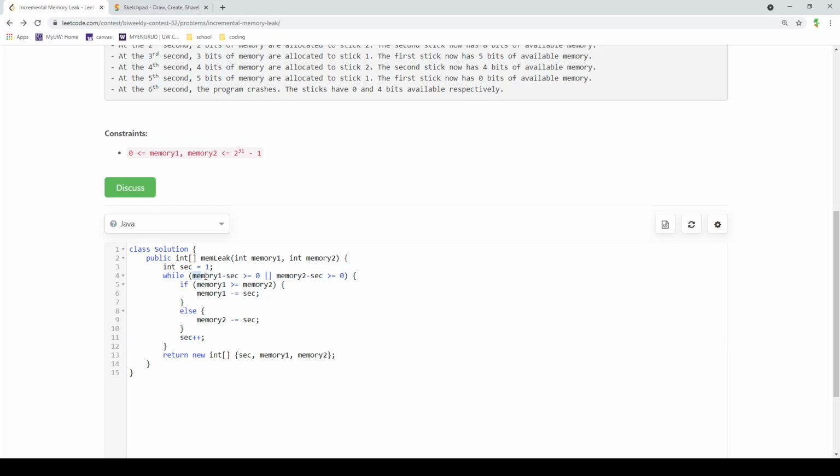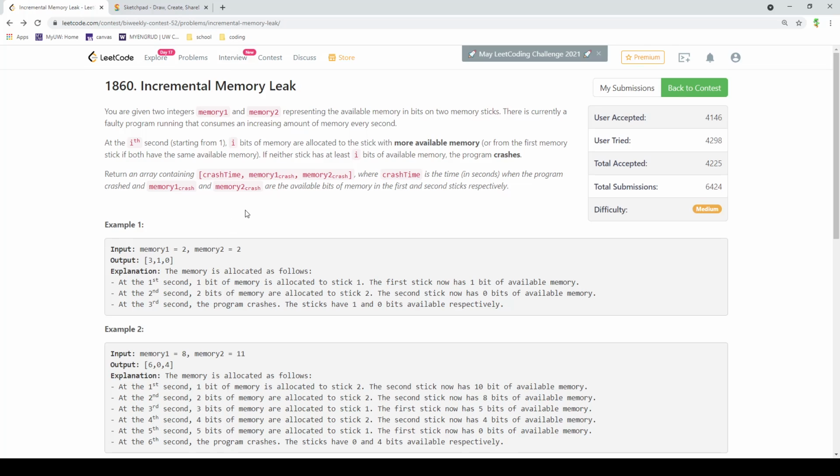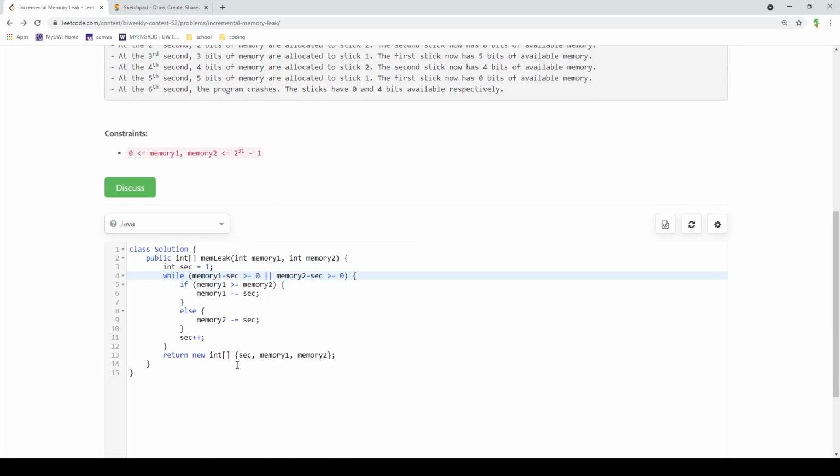So I'm just basically simulating every second. And then whenever it runs into a time where at this second I don't have enough memory in either stick, it'll break out here. And since this wants when the program will crash and the memory left after the crash, we can just return this second, because at this second neither of these statements are true. So this is the second when it crashes, and I can just return the amount of memory left in memory1 and memory2 because of the subtracting.